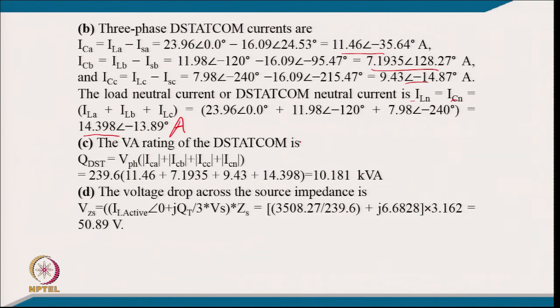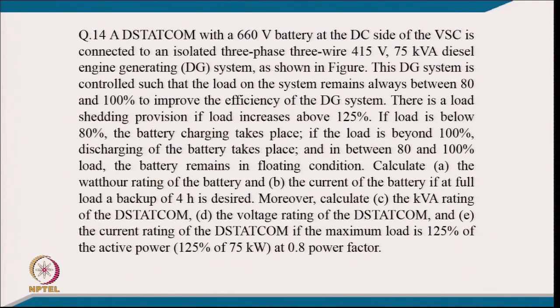The VA rating of the STATCOM will be the voltage multiplied by the absolute sum of the currents. So, it comes at 10.181 kVA. The voltage drop across the source impedance will be the current multiplied by the source impedance. Putting in the values, it comes 50.89 volt. So, this is the voltage regulation problem, which is really common in a substation.